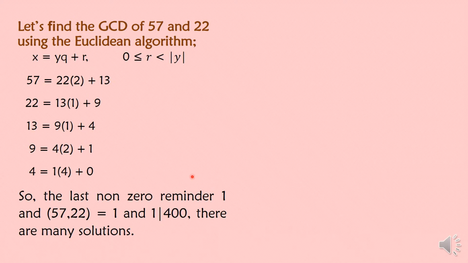So next we have our back-substitution guide, from our last non-zero remainder, which is 1. So 1 is equal to 9 minus 4 times 2. So it's just a transpose to make it easier. So this will be our guide for our next step, which is linear combination.